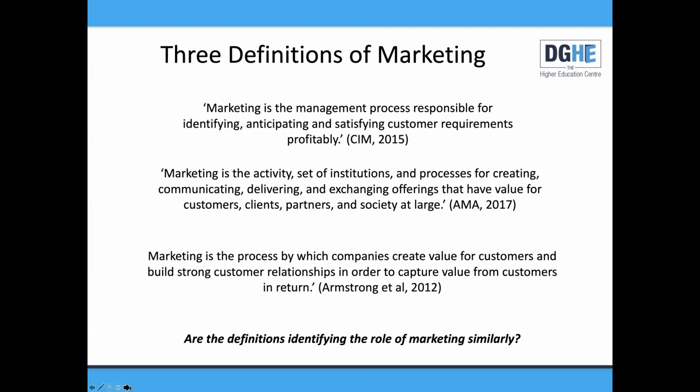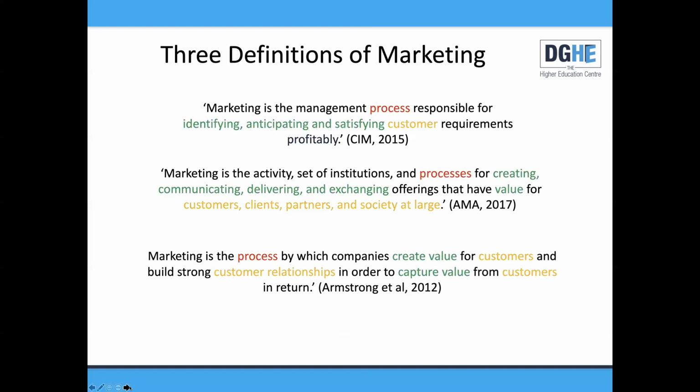Now, if you've analyzed this, you should have come up with a conclusion by now, that there are certain words that are repeated and certain words that might not be exactly repeated, but they are trying to convey similar meaning. So what I have done was I've color-coded these for you. So you can see that the three definitions talk about process. So you have process, processes, and process in red.